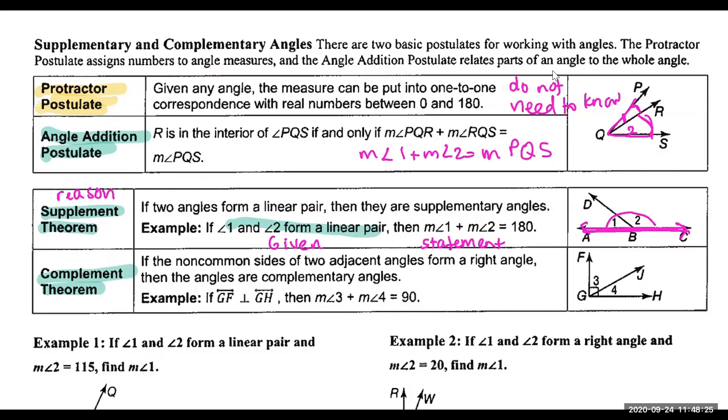And a similar one is complements theorem. In the complements theorem, you would be given that two lines are perpendicular to each other. If they're perpendicular to each other, your statement, your assertion, is going to be that the measure of angle 3 plus the measure of angle 4 equals 90 degrees. So similar in the sense that the statement before adds up to 180, this one's going to add up to 90. And the reason for that would be complements theorem.